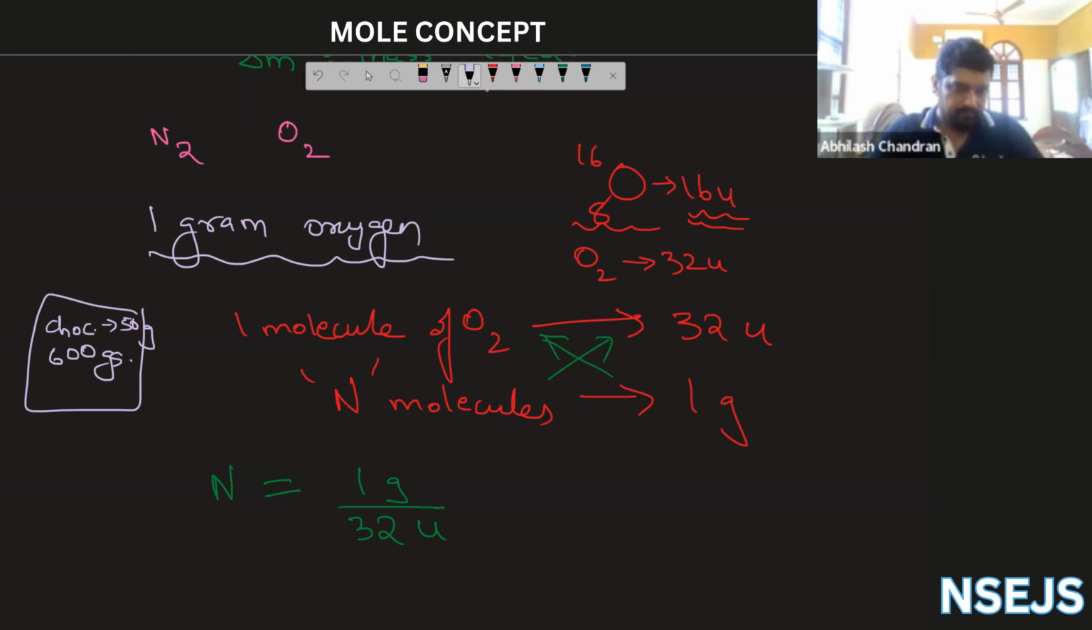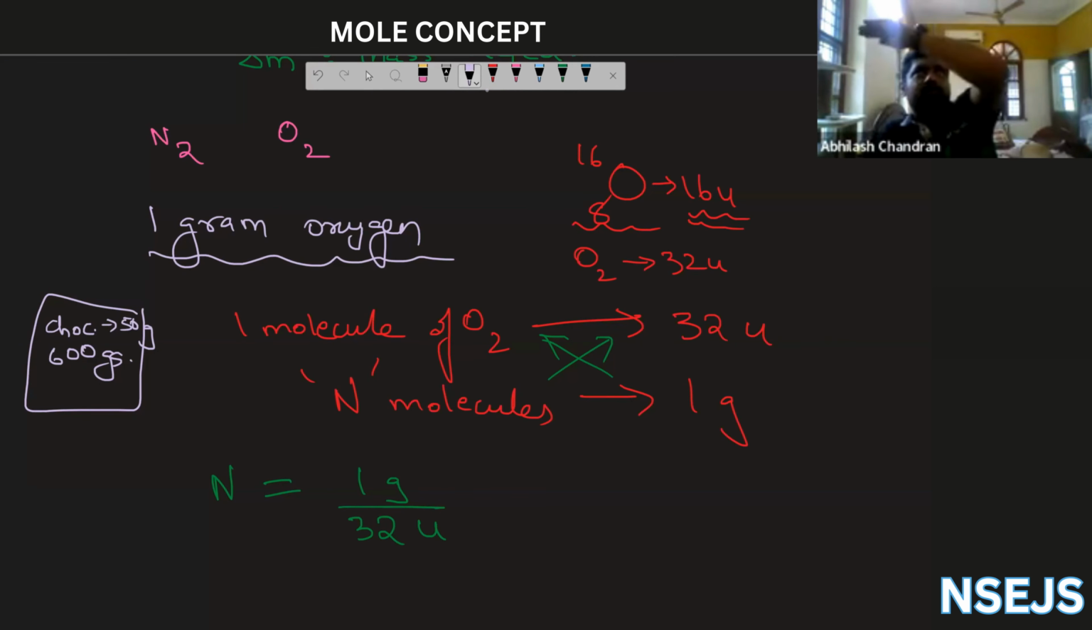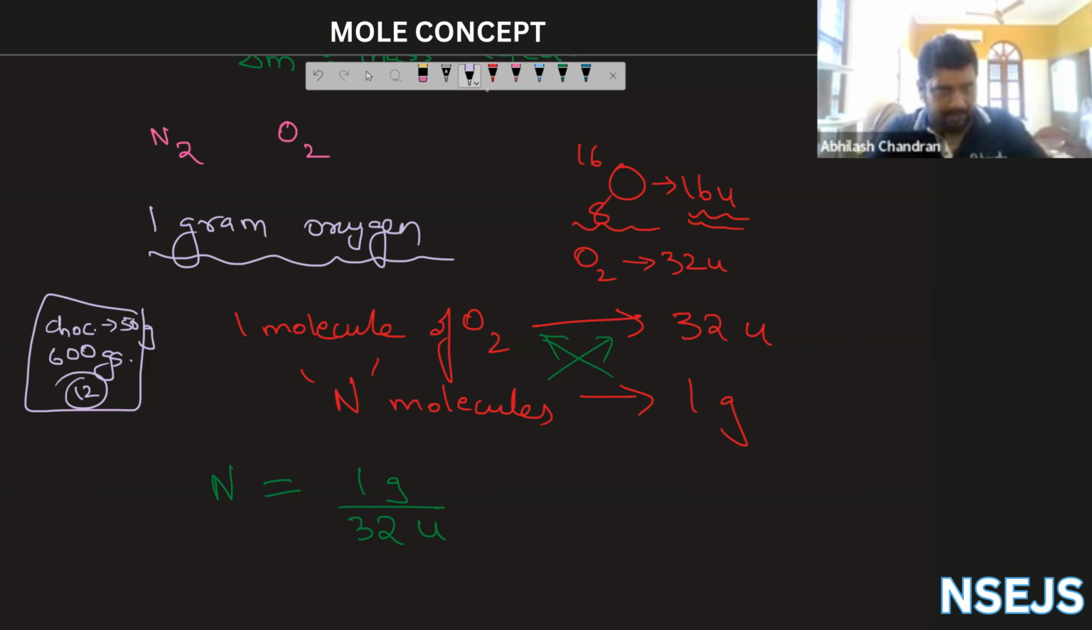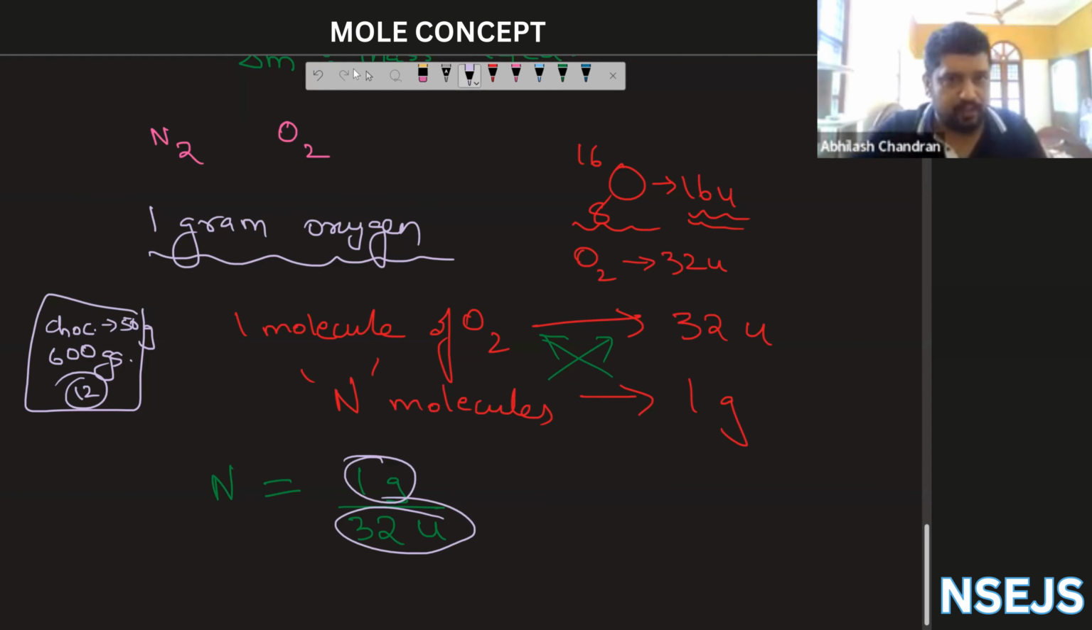How many chocolates do I have? So you are like, okay, each chocolate is 50 gram. Total, this guy has 600 grams. So 600 divided by 50, which means that I have 12 chocolates. This is easy to understand, right? So just like that, I have 1 gram oxygen, and each of them has a mass of 32 AMU. So 1 gram, the total, divided by the mass of one, which is 32 AMU. This should be your answer.